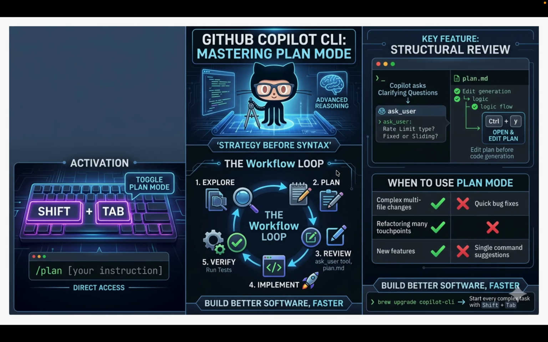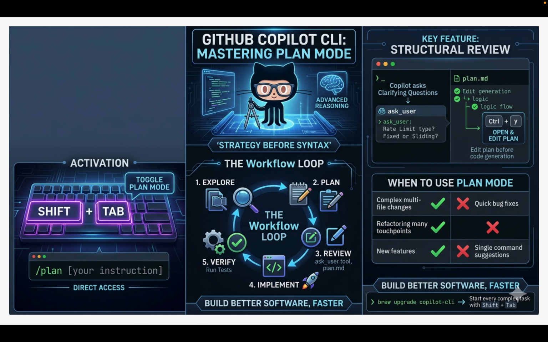We have all been there. You give an AI a complex task and it immediately starts writing code before it even understands your project structure. And then you end up with hundreds of lines of almost correct code that takes hours to fix later. But there is a better way.